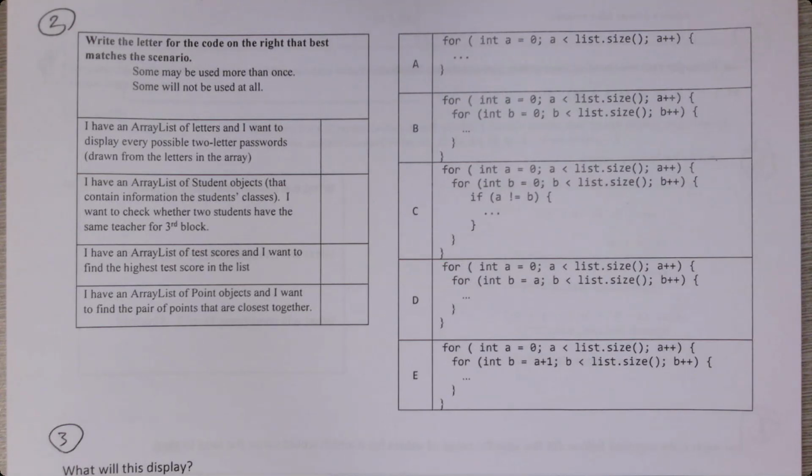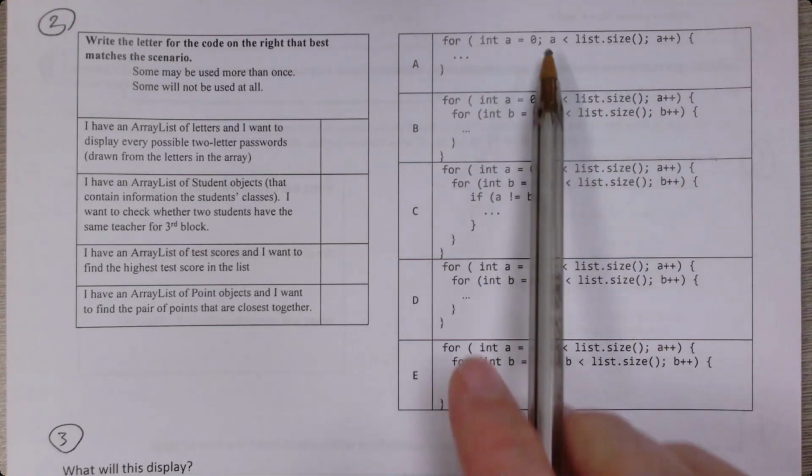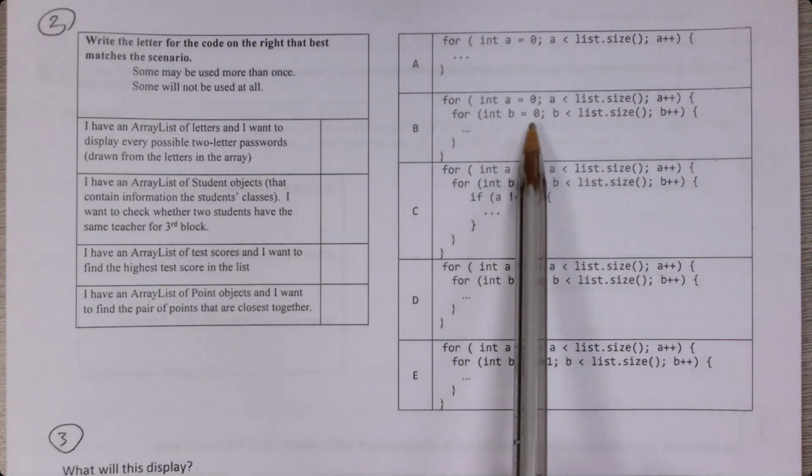Hi everybody. Let's walk through this problem. So here I have lots of variations on nested looping. I've got one where there's no nesting. I've got one where the indices start at 0 in both cases.